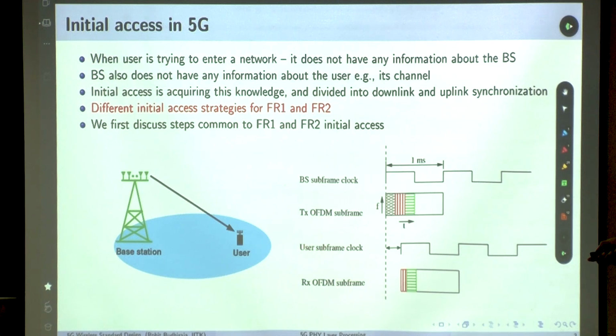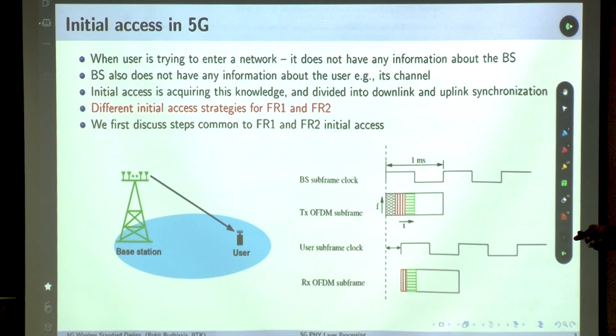As I said, if a user switches on, what will happen? It will have its own definition of 1 millisecond. It switches on at this time, it doesn't know what is happening, it just switches on by itself. The base station transmits according to its own definition. This is its T0. It starts its time from here and then starts transmitting. This is the first symbol, second symbol, third symbol.